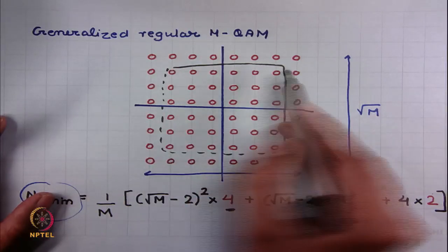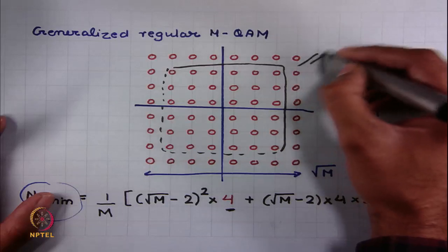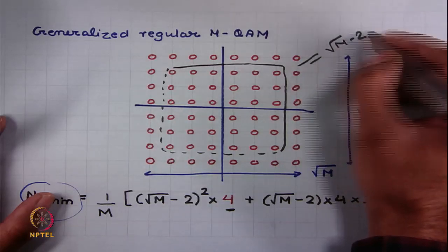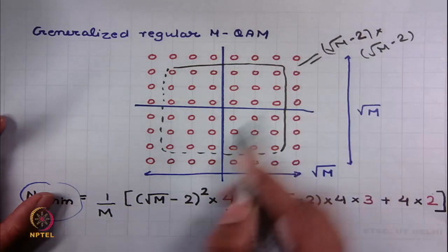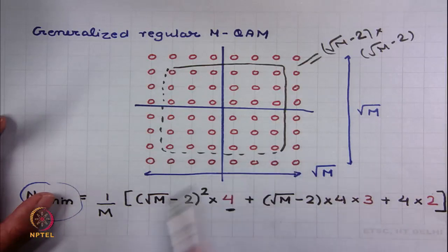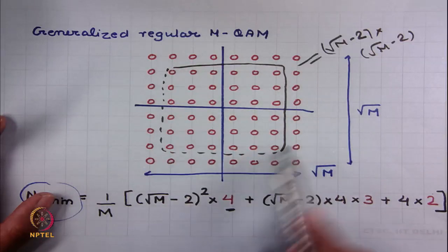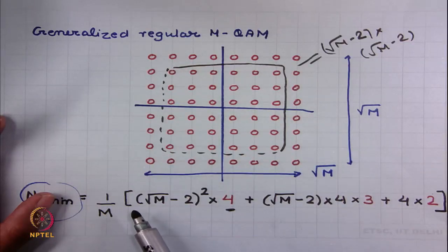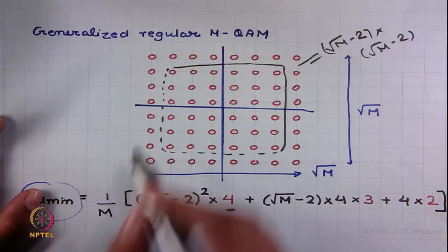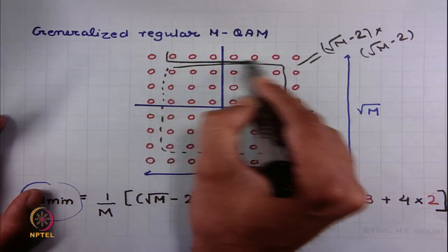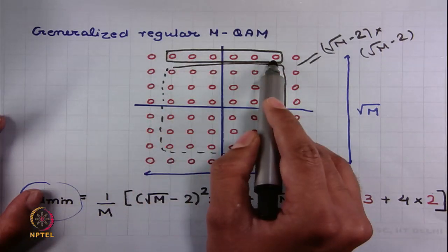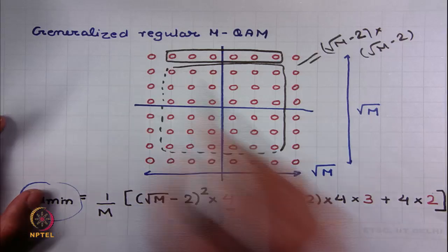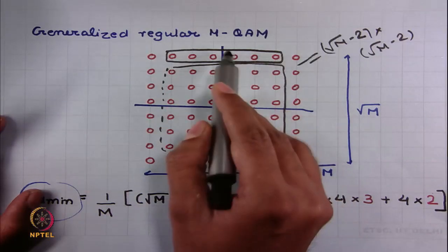And how many points do we have in this group? So, in this group how many rows do we have? We have root M minus 2 rows and we have root M minus 2 columns. So, the number of points in this group is simply root M minus 2 square, and all these points have 4 nearest neighbors. Now, you can think about these points. How many points here? Again we have root M minus 2 points in here, and there are 4 such groups.